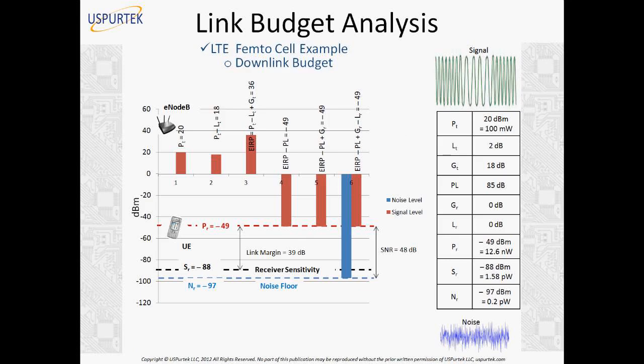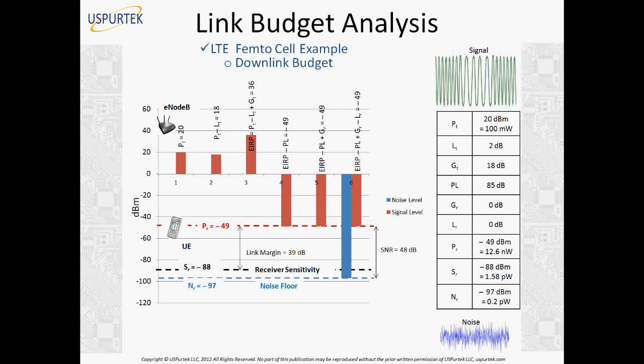This is how we work out the bar chart here. You see the link margin is very good. It's the best possible link margin here, 39 dB, because we are within a very close range of the eNode B. Path loss is also less here, 85 dB. So it's a very good situation here.